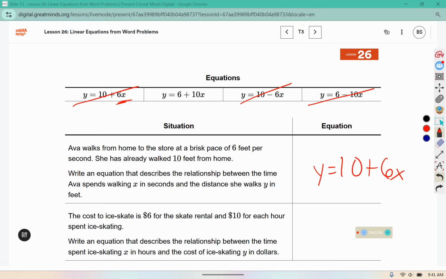The cost to ice skate is $6 for the skate rental and $10 for each hour. So that is the rate with the variable. Write an equation that describes the relationship between the time spent ice skating, x, in hours, and the cost of ice skating, y, in dollars.